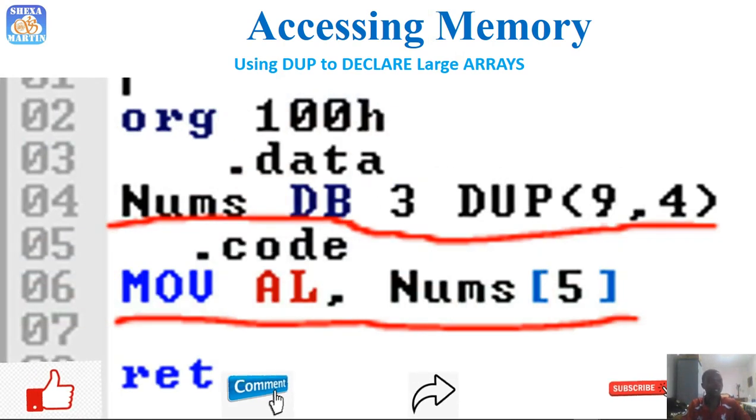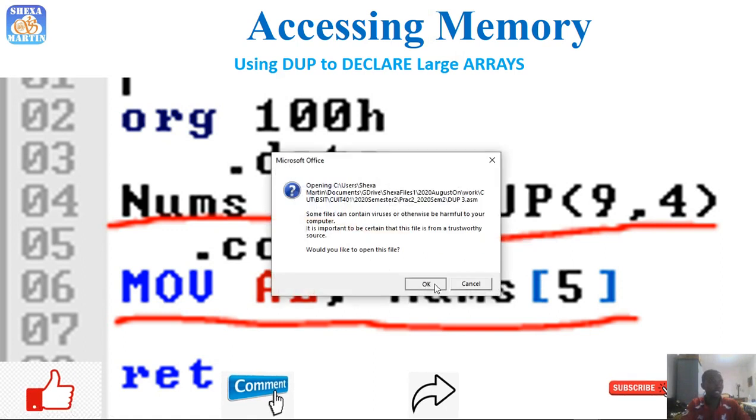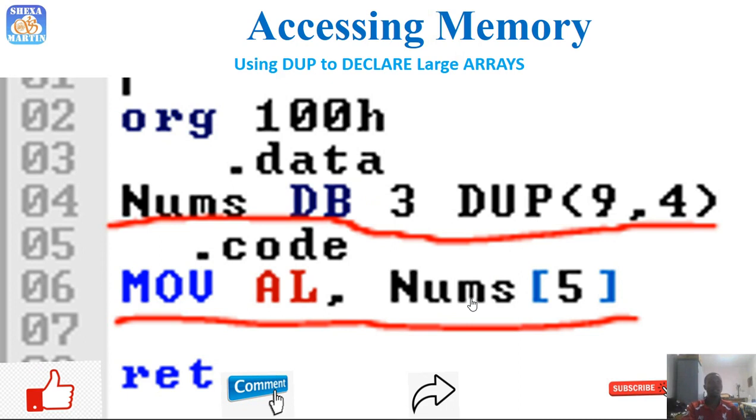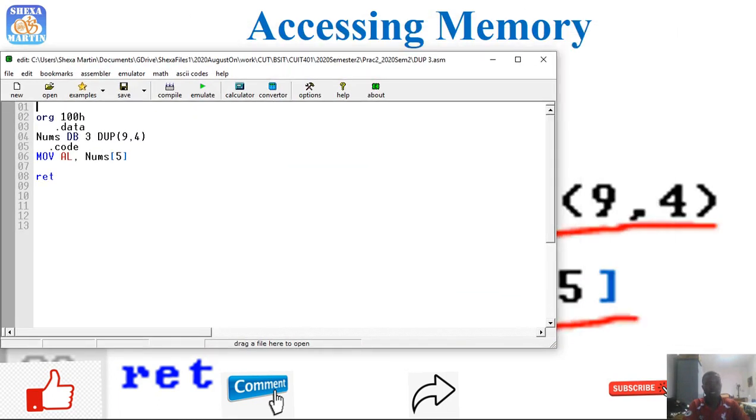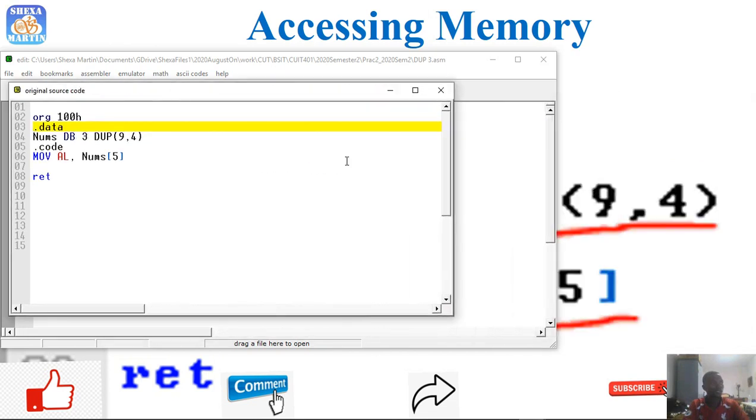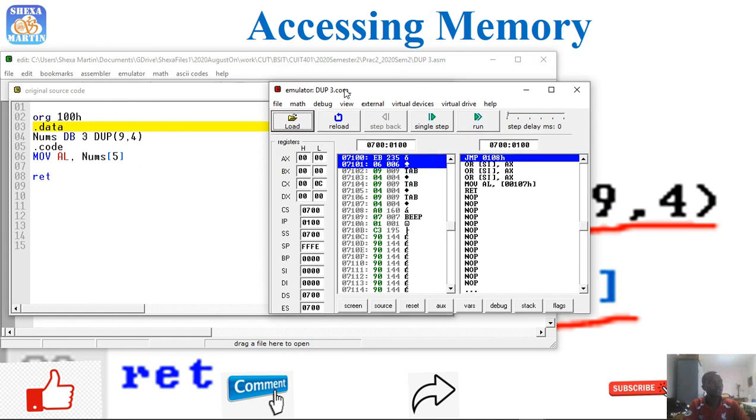Right, so these are the instructions, the ones that are underlined there. This time the code that is appearing here is the correct one. So let's run it. Right, so we are trying to access the value that is at nums index 5. So let's open the code here and emulate it. So when we emulate, we get this window, and this is the other window that we're going to get.